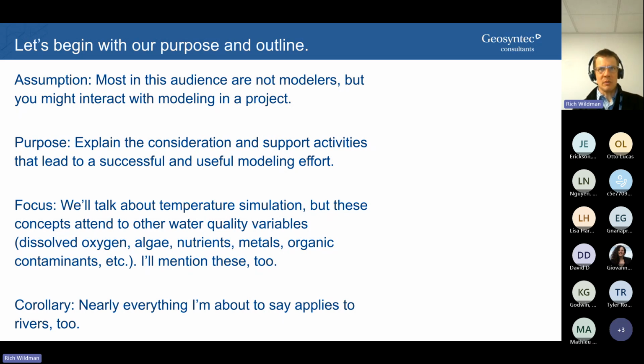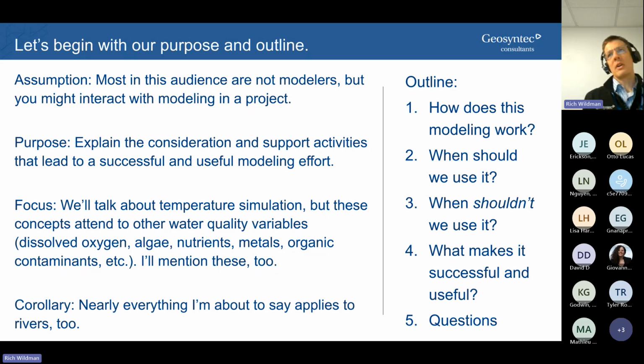We'll talk about temperature simulation because that's the most straightforward, but these concepts extend to other water quality variables: dissolved oxygen, algae, nutrients, metals, organic contaminants. Those are more complicated than temperature, but I'll mention them here and there. And nearly everything I'm about to say applies to rivers also. My focus and interest is more in reservoirs, but of course reservoirs are made when a river is dammed, and so it's completely reasonable to create simulations in rivers upstream or downstream of the reservoirs as well.